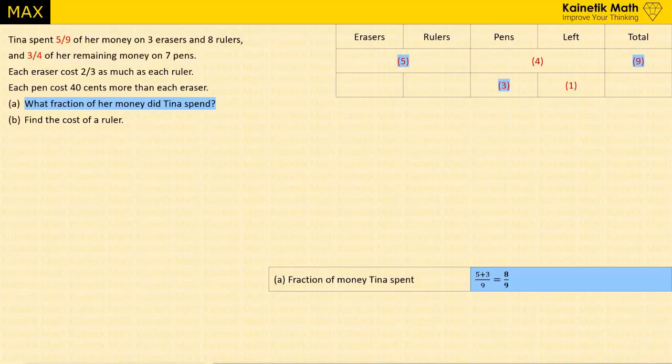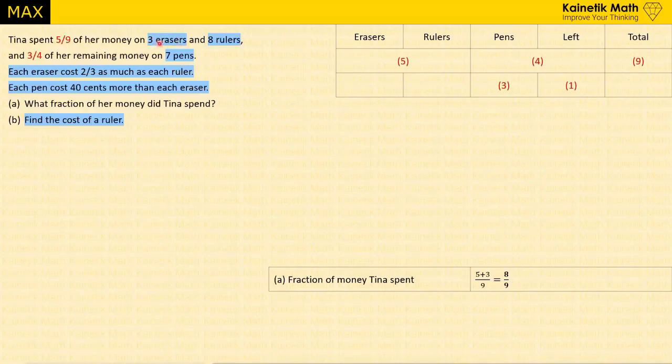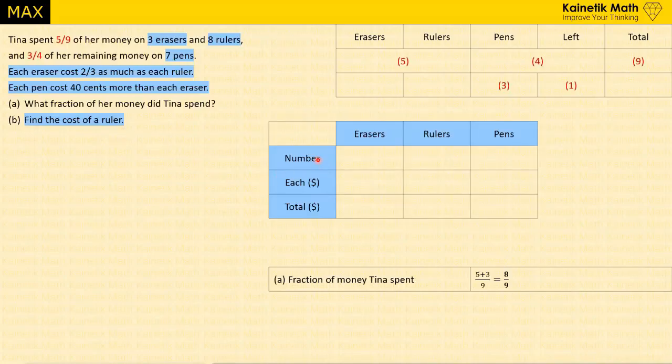Right, we still have a lot of information not used. So let's take a look again at what we have not used. Right, so we have the number of items. We have the price comparisons of each kind of items. And eventually we're supposed to find out the cost of one ruler. So again, this is about the number of things multiplying to the value of each thing to get to the total. Right, so we have number multiplied by each equals total.